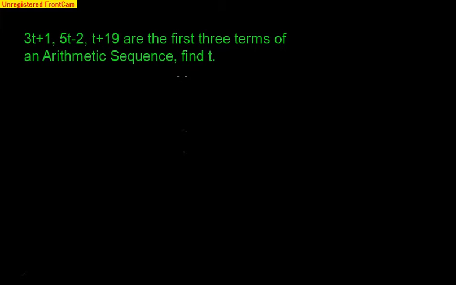The thing about an arithmetic sequence is that to get from one term to the next, you have to add the same number or subtract the same number. So to get from 3t plus 1 to 5t minus 2, you have to add the same common difference. And the same again to get from there to there, you also have to add the same common difference. That's what makes it an arithmetic sequence. So we're going to use that idea to help us find what t is.